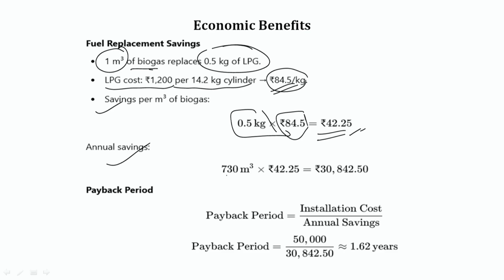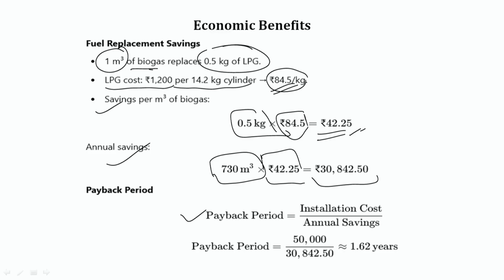So what will be the annual saving? The 730 meter cube that we have produced in a year, and 42.25 rupees we are saving. So ultimately we are going to save around 30,842 rupees at last.